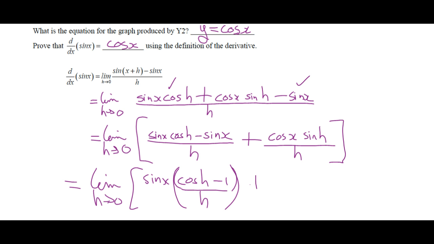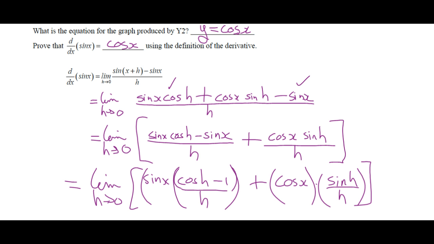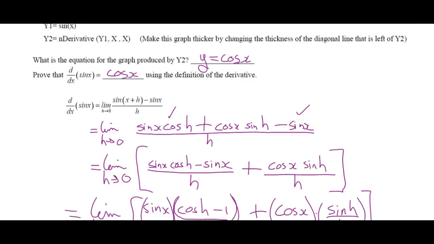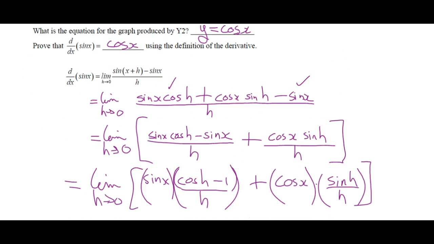And then here, what are we going to write? Well, we're going to say cos x times sine h over h. I put brackets around it. Throw parentheses in. And so we can see, hey, look, I've got this expression, cos h minus 1 over h, and I've got this expression, right? Sine h over h, and this guy.